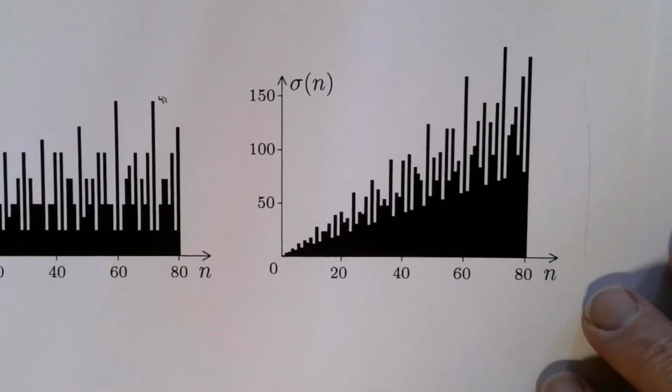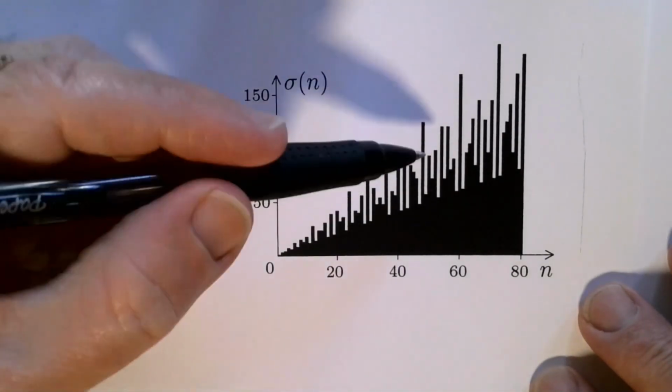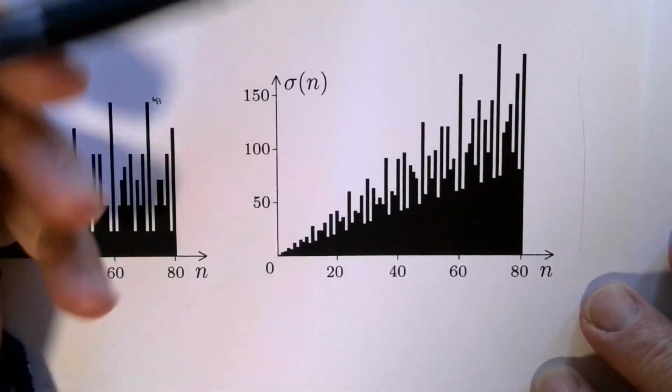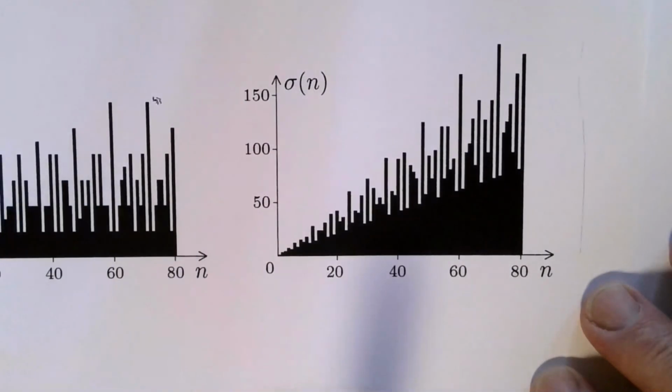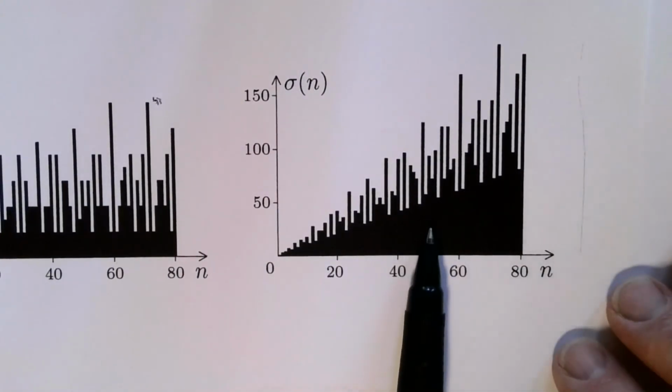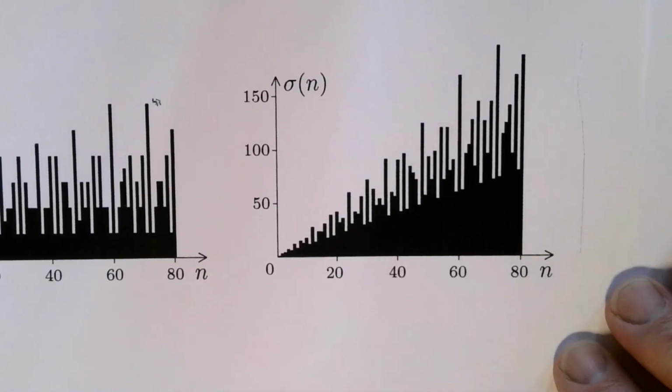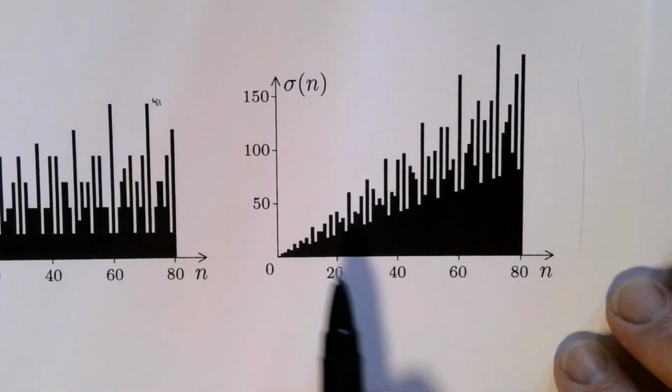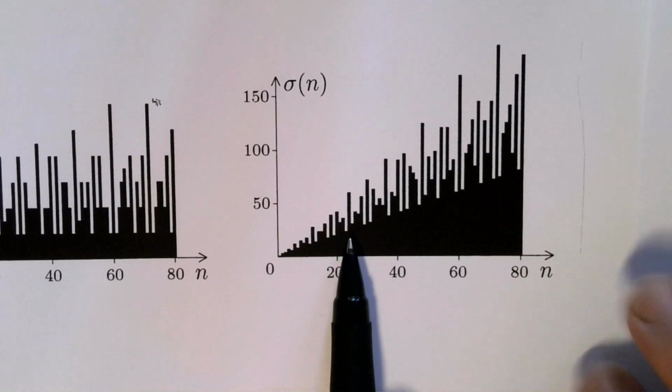So there's my sigma of n. Again, it's all over the place. If you've got primes, then sigma of a prime is just 1 plus p, so that'll be small. And if you've got numbers that have got lots of factors, then when you add them up, you'll get large values of sigma. So again, it's all over the shop. It's hard to know what's going on here.